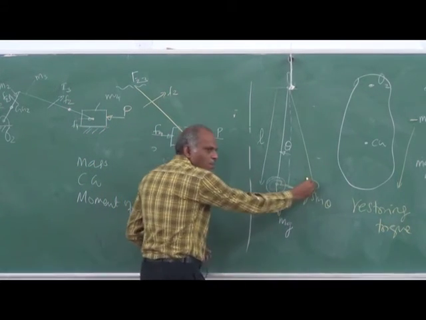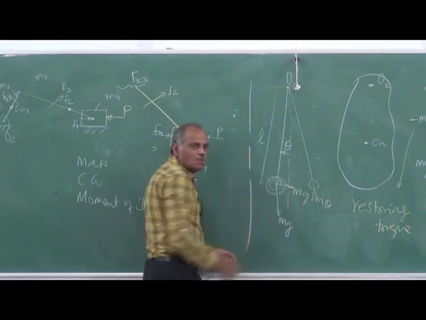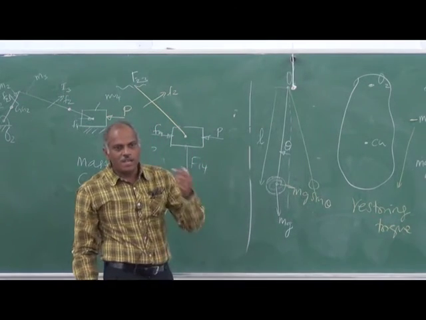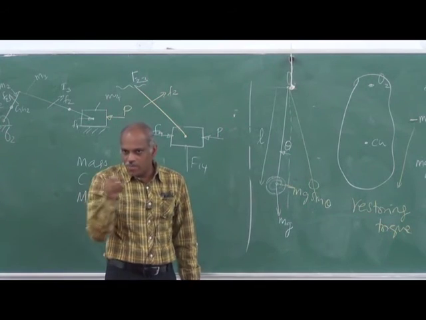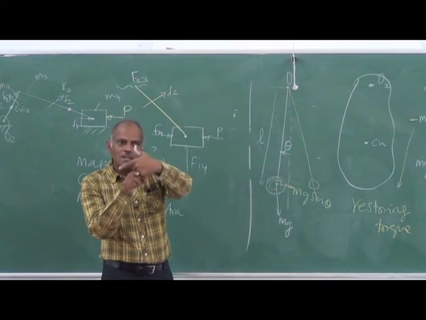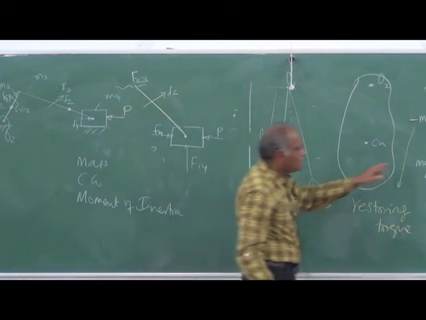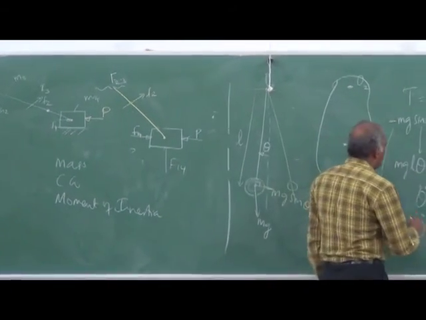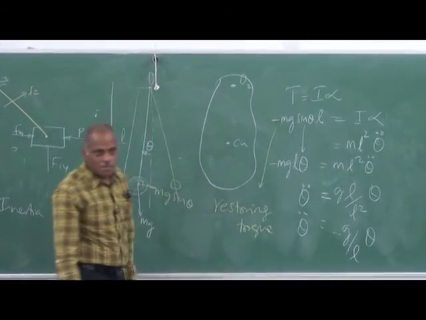Suppose I cross the equilibrium position, it will reverse the direction and try to bring it back. So they will have a negative sign compared to the displacement. If displacement is in one direction, the restoring torque will be in the opposite direction. So that is why a negative sign is incorporated here.